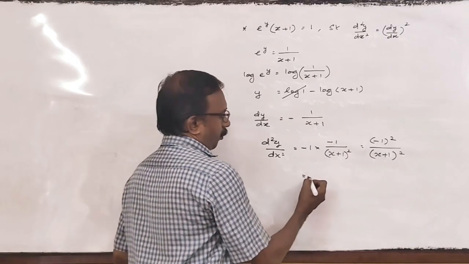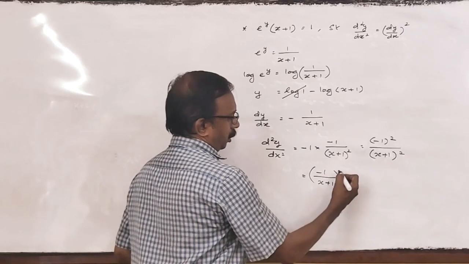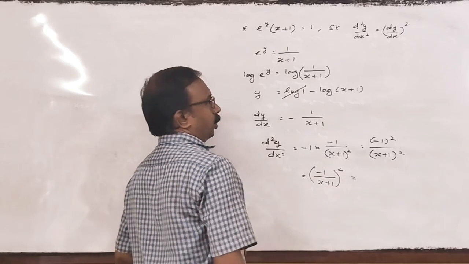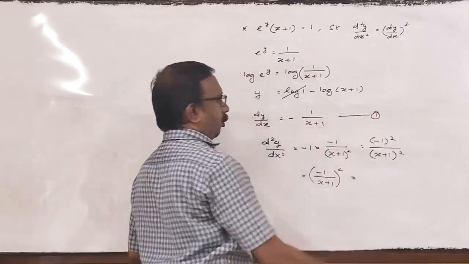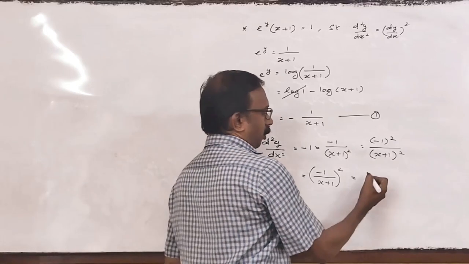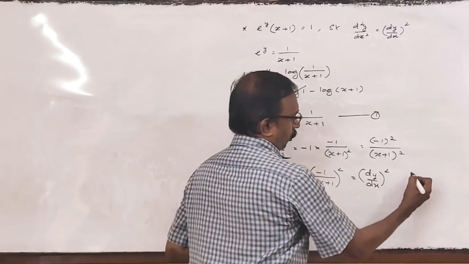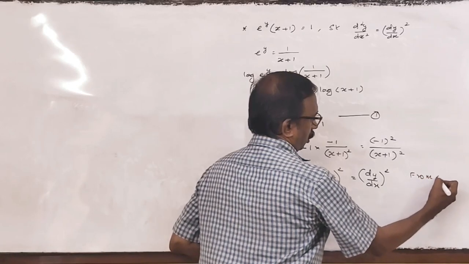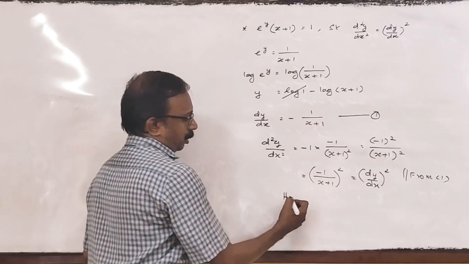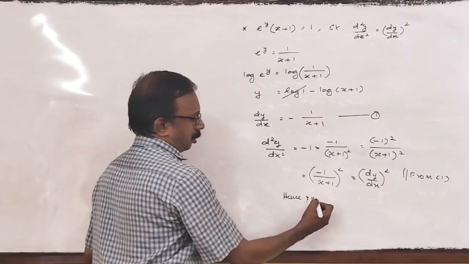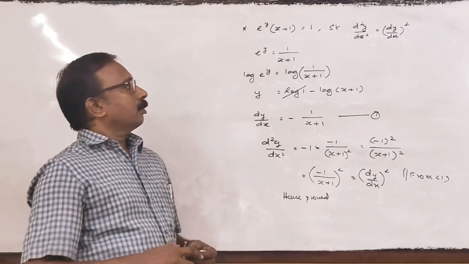Again we have minus 1 by (x plus 1) the whole square, which is equal to dy by dx, so it becomes (dy by dx) the whole square, and hence it is 4. Okay.